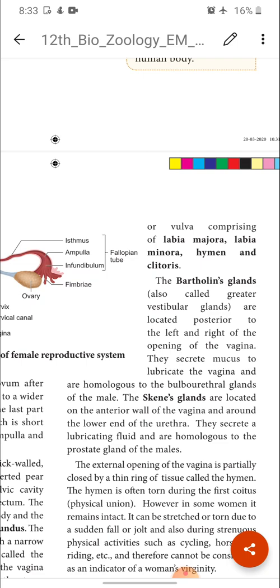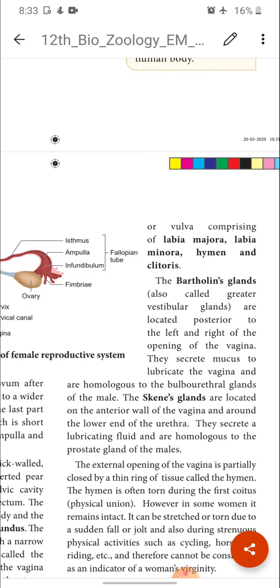They secrete mucus to lubricate the vagina and are homologous to the bulbourethral gland. In the male reproductive system, the bulbourethral gland secretes a secretion which helps in the lubrication of the penis. In the same way, Bartholin's gland helps in the secretion to lubricate the vagina. So since both are involved in lubrication, both are homologous organs in the male and female reproductive systems. So the organ which is homologous to Bartholin's gland in the male is what? Bulbourethral gland. In the same way, the organ homologous to the bulbourethral gland in the female is Bartholin's gland.